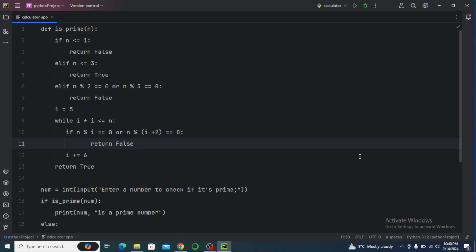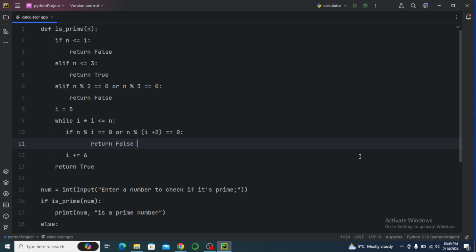And so for that, if the number is a prime number, after we have checked whether n is either divisible by i or i plus 2, if it's a prime, we return true. If it's not a prime number, we return false. So if it doesn't meet this condition in this particular case, it's going to return false.